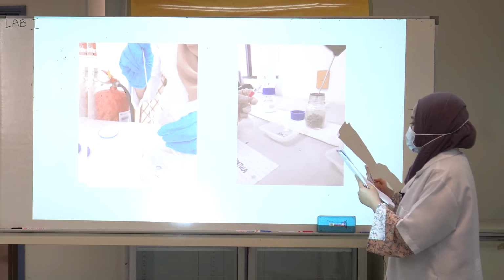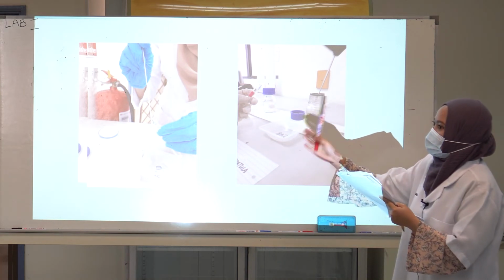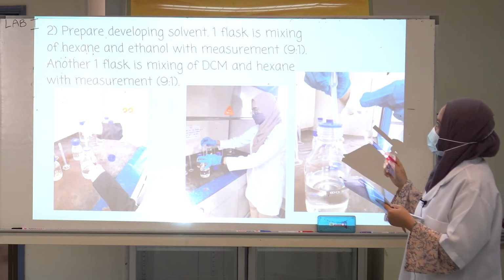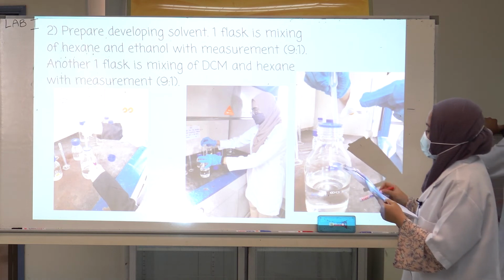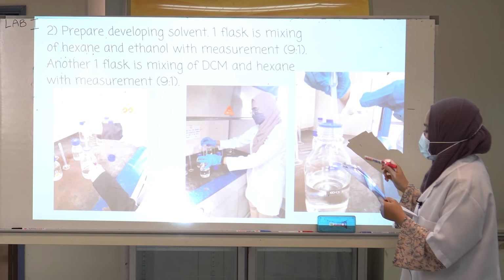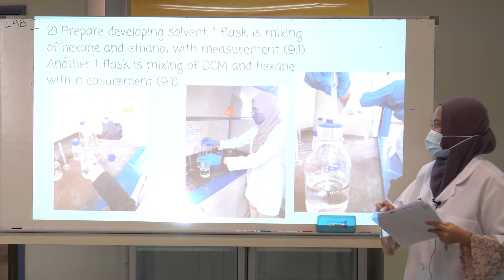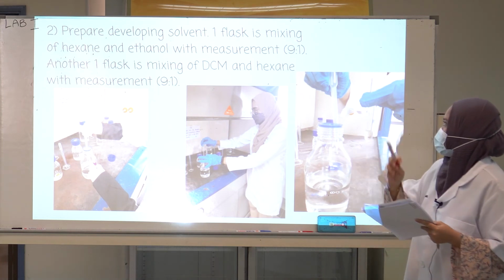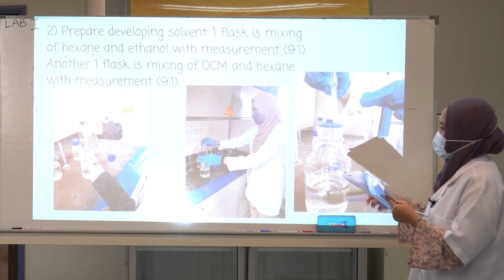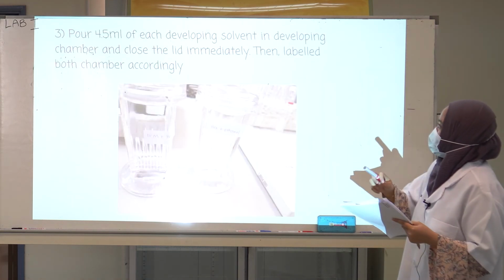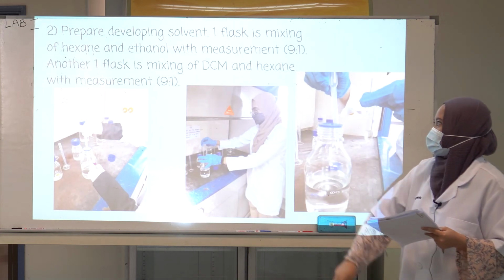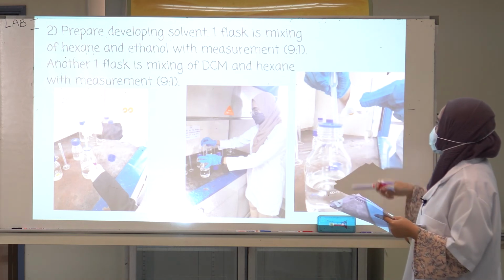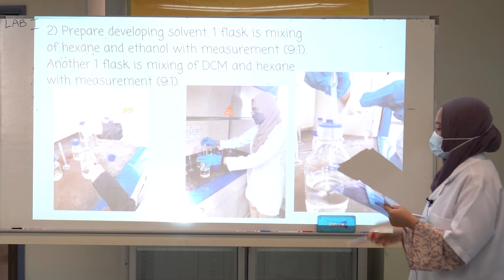Next step is we prepare the developing solvent. The first flask is a mixture of hexane and ethanol with a ratio of 9 to 1, and the other flask is a mixture of DCM and hexane with a ratio of 9 to 1. So in total we will get 10 ml for both flasks. The first flask of hexane and ethanol we get 10 ml, while the other flask of DCM and hexane we also get 10 ml.